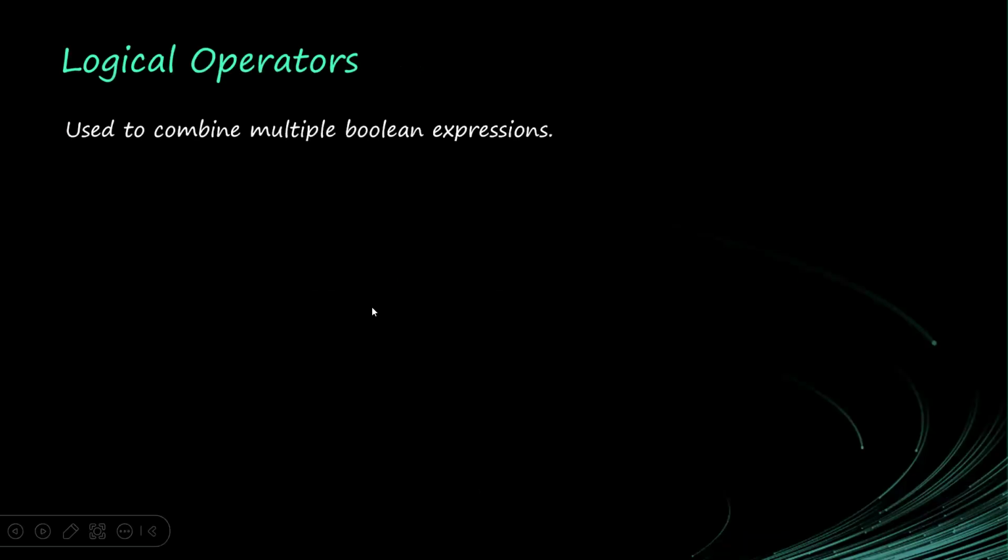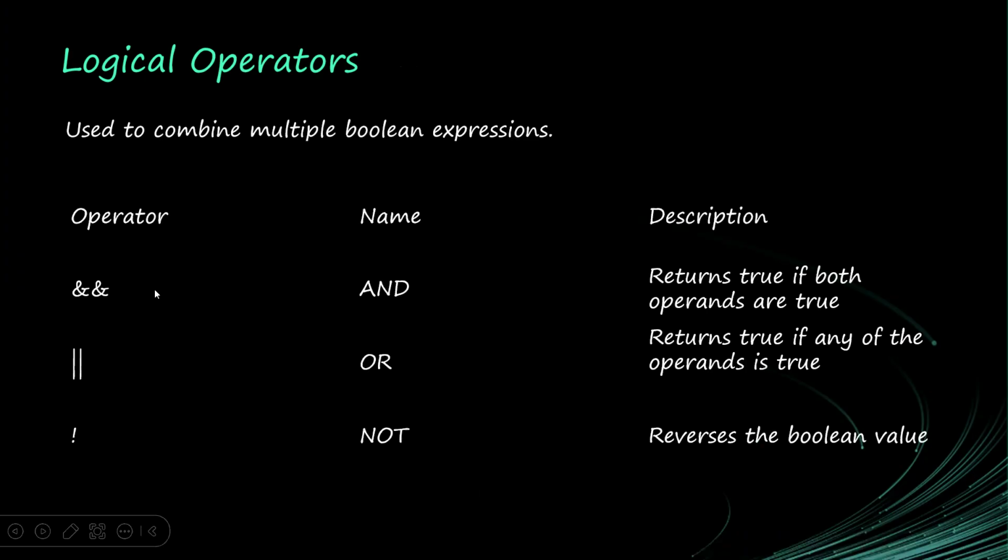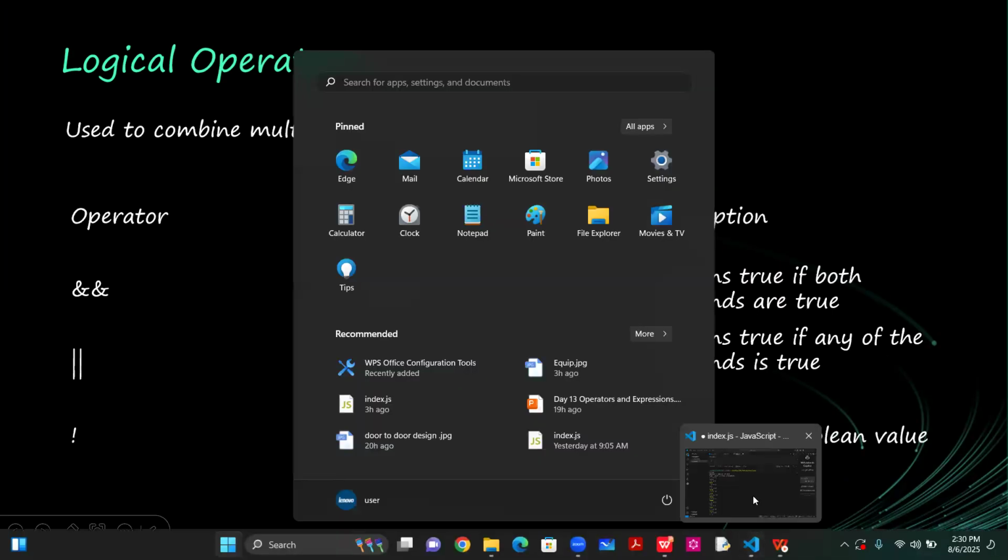We also have the logical operators. These are used to combine multiple Boolean expressions. So the AND operator, this is what we use to represent it, the two ampersands. It will return true if both operands are true. So in this case, we use it to compare two Boolean expressions. So we have the AND and we have the OR. So let's go to our node repo.